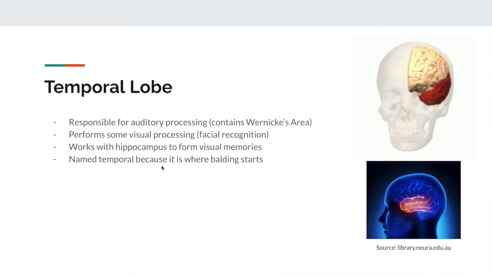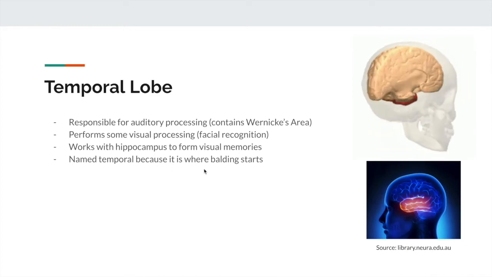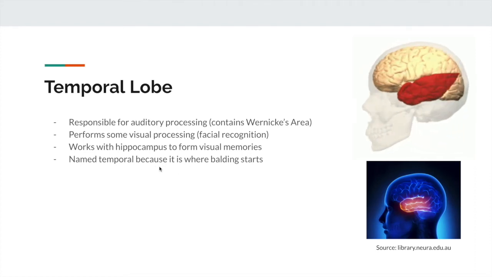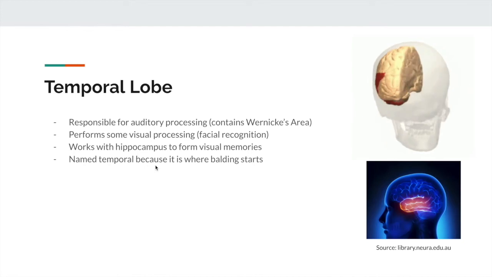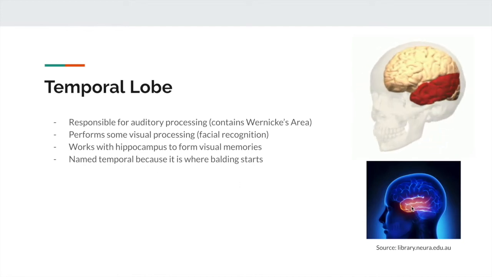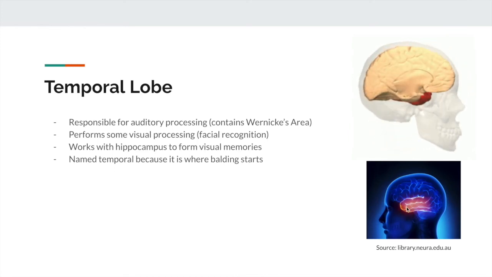An interesting thing about the naming: a lot of the other lobes are named after bones that they are close to. This one is a bit different. It's actually named because this area of your head is where balding starts. And balding signifies a passage of time. And so that's why it's called a temporal lobe.